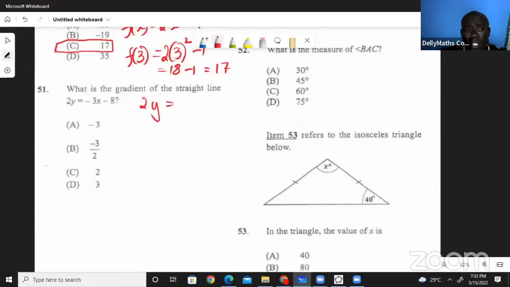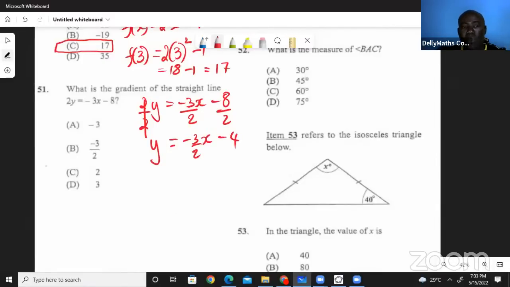It says 2y is equal to negative 3x minus 8. It's my intention to get the y by itself, so I'm going to divide every single thing by 2. Rewriting this, I get y is equal to negative 3 over 2 x minus 4. This is the equation in the form y equals mx plus c. So I am able to pick up my gradient, which is my m, the coefficient of x. I'm looking for negative 3/2, and my answer is B.